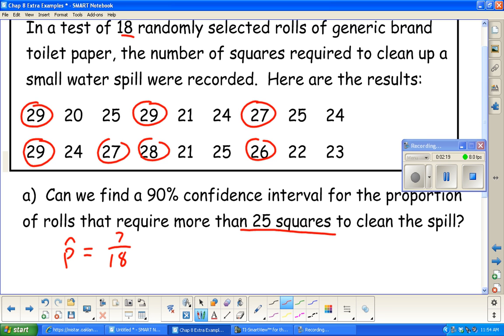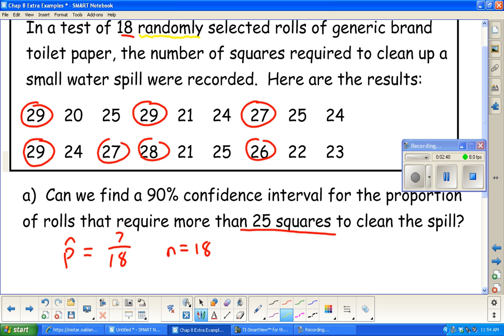So let's see if we can figure out some conditions, see if they're met. We can go through the process. Again, we know n is 18. So our three conditions, we need a random sample, and I think that one was given to us. Okay, so the sample's random, so that's good. It represents all rolls of toilet paper from this generic brand.